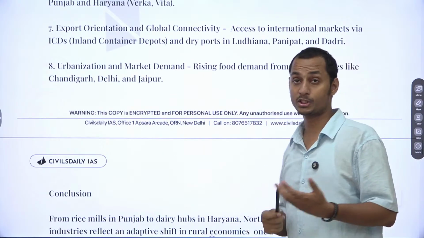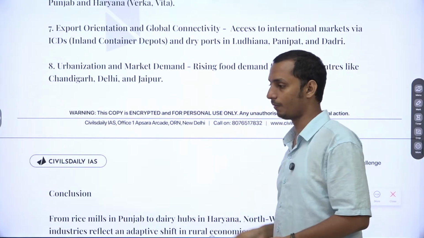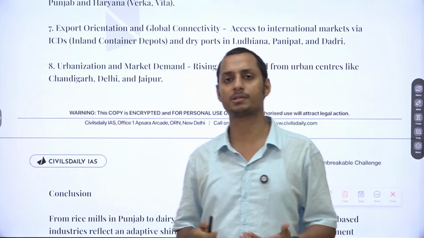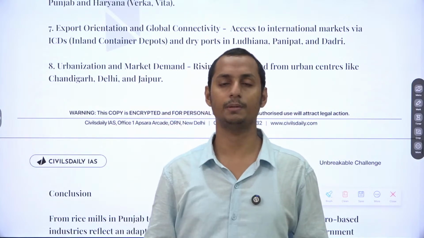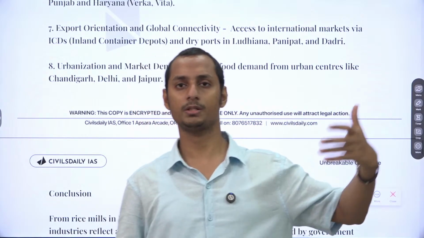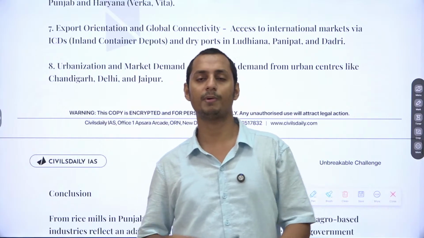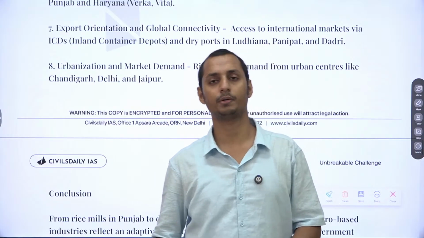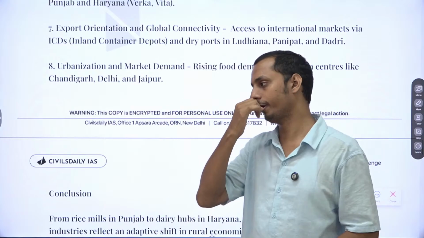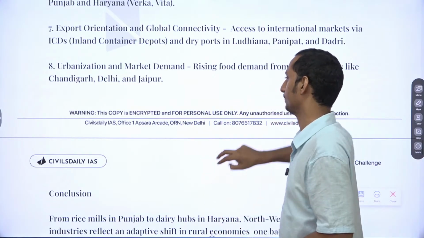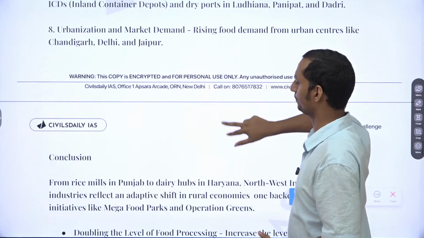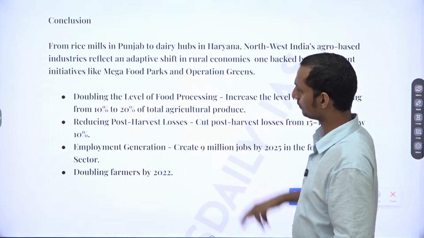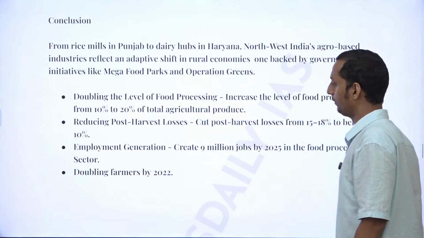You can also mention urbanization and the market. Market availability should obviously be there, right? When you produce a commodity, there should be someone to consume it. Now there are different cities close by. You can mention Jaipur, Amritsar, Punjab. These are all the different markets for all these produced goods. Chandigarh, Jaipur. So, for the conclusion, try to provide a level 2, as I always say.